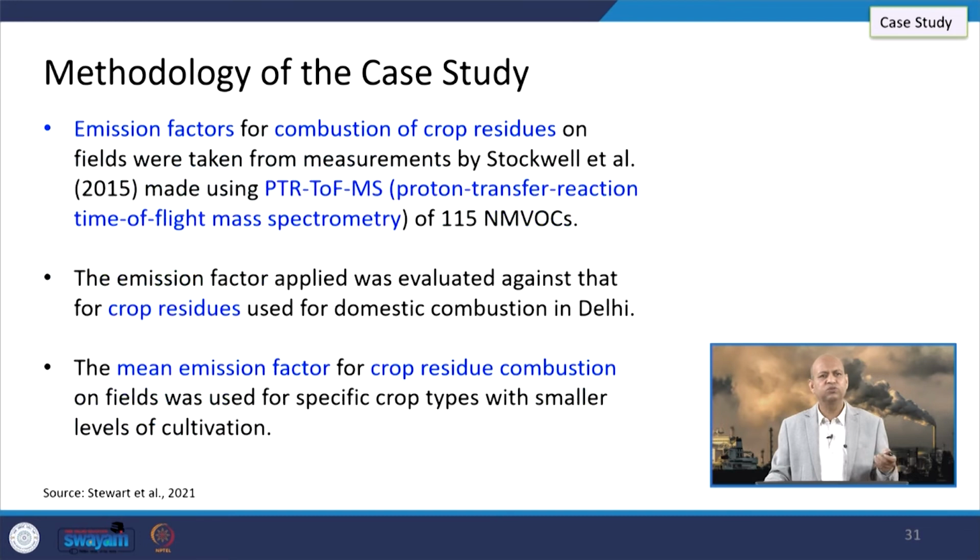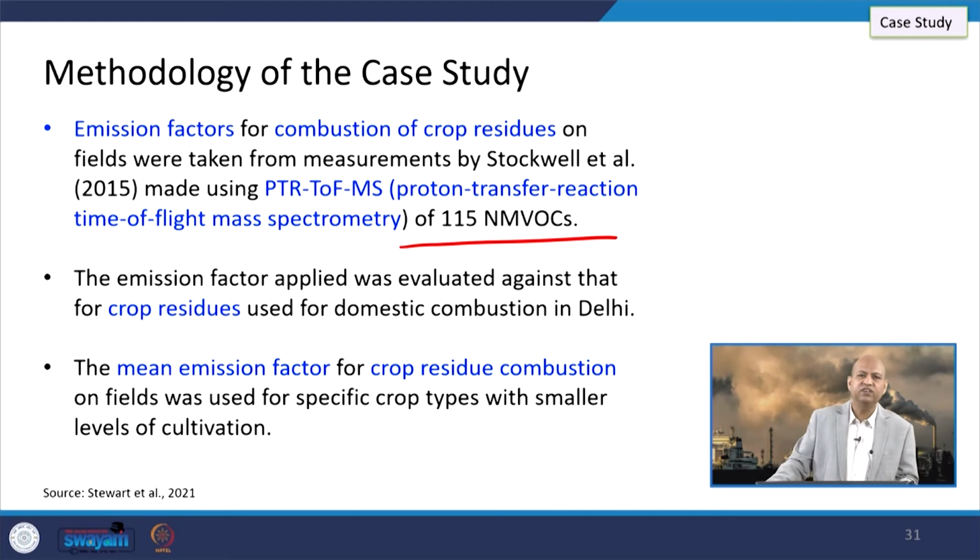Well, the methodology in this particular case study is emission factor based. Emission factors for combustion of crop residues, different crop residues have different emission factors, and we used them on fields, and then measurements were made using proton transfer reaction time of flight mass spectrometry. This instrumentation was used for 115 non-methane VOCs. So, that is quite interesting to see what kind of species of NMVOCs there are. And the emission factor applied was evaluated against that for crop residues used for domestic combustion in Delhi. So, we could compare basically.